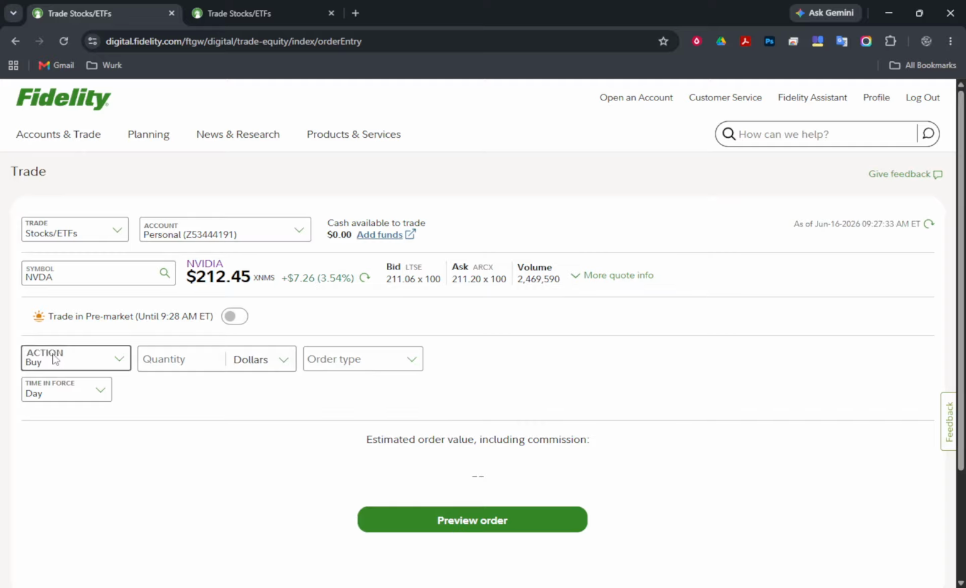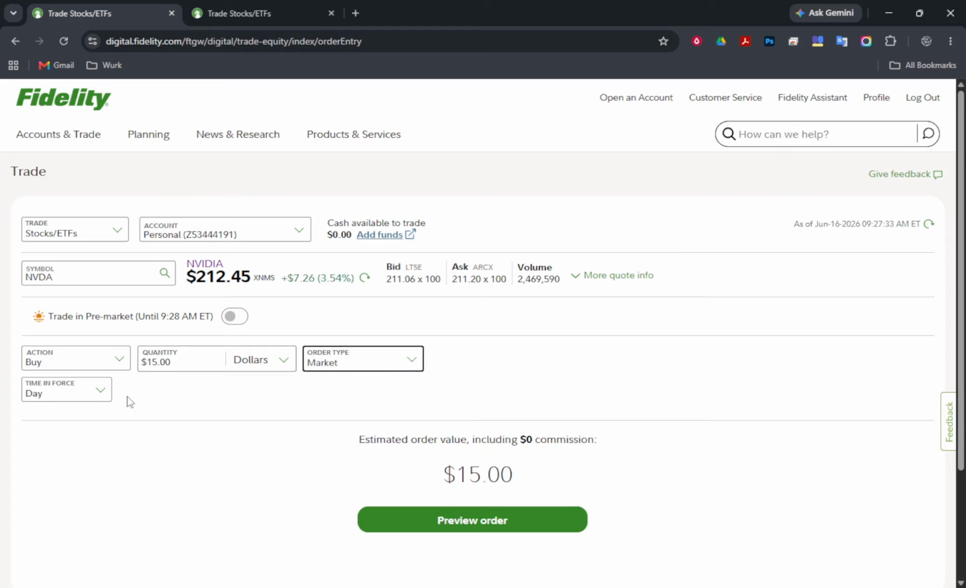Next up, we need to switch to dollars instead of the number of shares. In the trade interface, locate the quantity type field. Here you want to select dollars. This is where you enter the amount you wish to invest, whether it's $25, $100, or any other amount you're comfortable with. Switching to dollars is a key step because it allows you to purchase fractional shares instead of being limited to whole shares, providing more flexibility in your investment choices. Once you have entered the amount, we can proceed to review and submit the order.